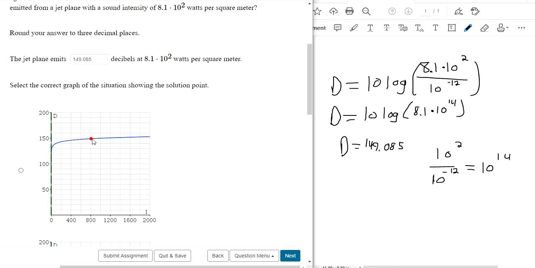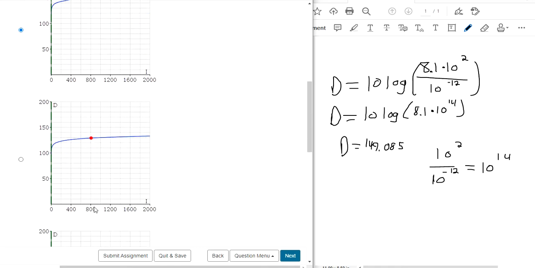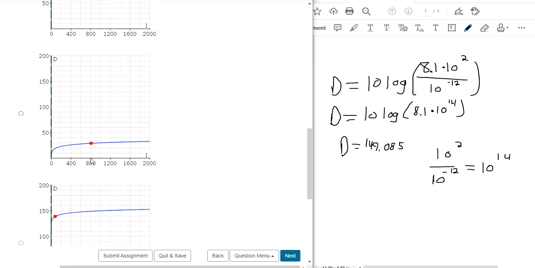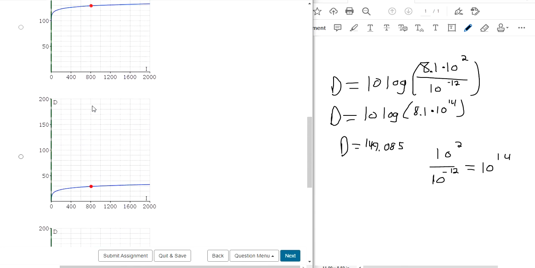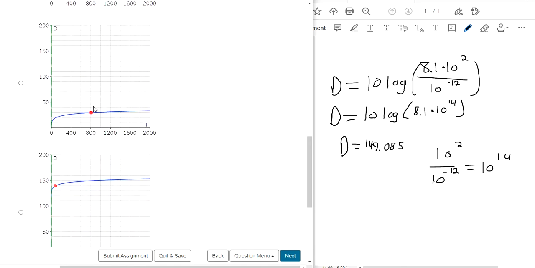So that looks like that might be this graph right here. 810. 149 on the y. That looks close. This is 810. This looks more like 129 on the y. 810. This looks like 40 on the y. 810. That one might be right too, because look, 810. That looks like that might be 149. Ooh. So we got to distinguish these two somehow.